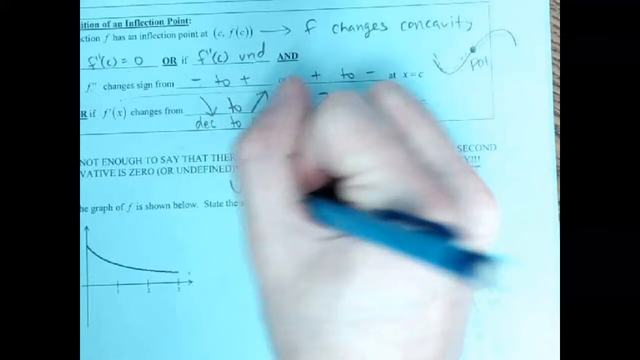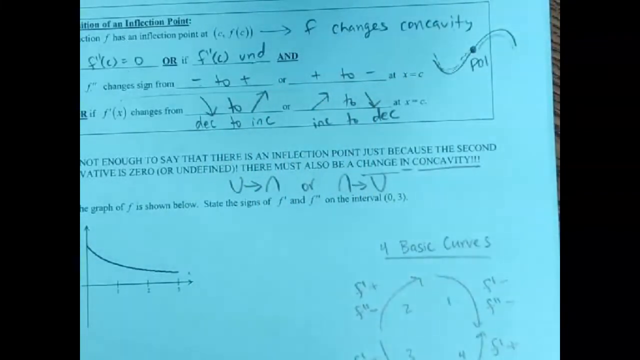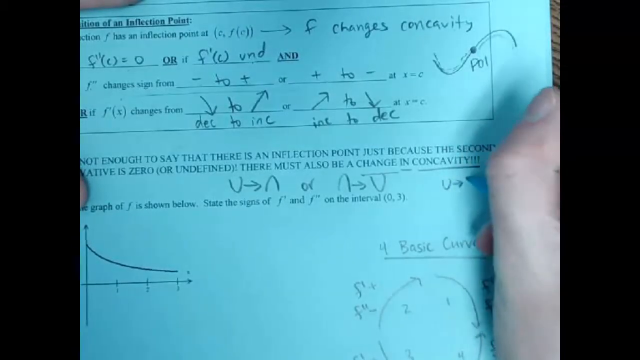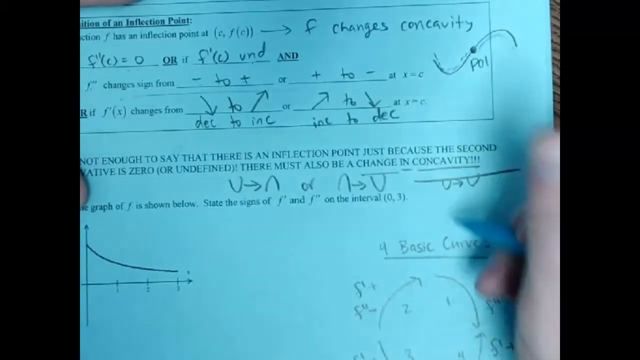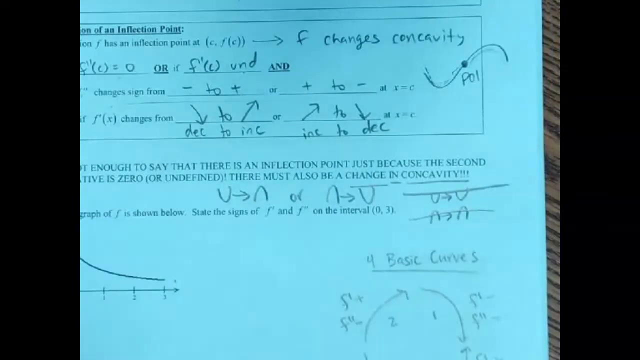Okay. Again, concavity, it doesn't matter. It can change from up to down, or it can change from down to up. How it changes concavity doesn't matter. It just has to change. If it's concave up to concave up, that would not be a point of inflection. Or if it's concave down on both sides, that would not, right? It's got to change concavity in order to be a point of inflection, aka an inflection point.